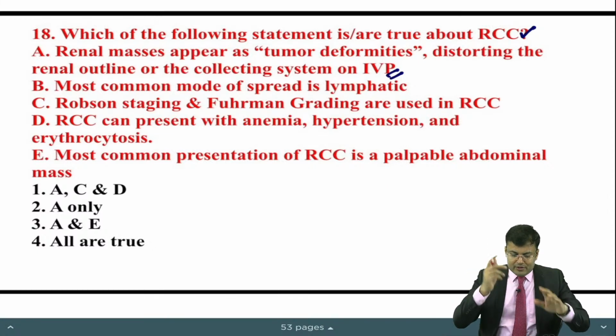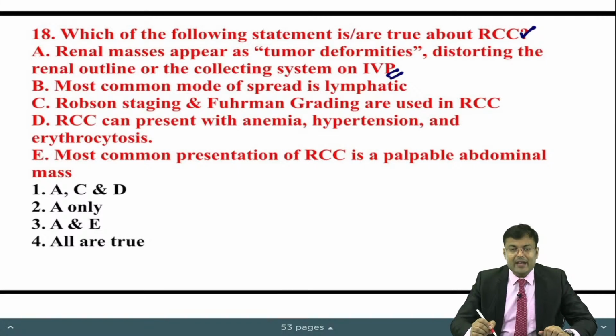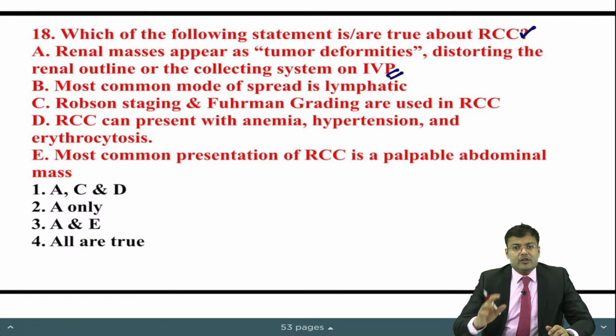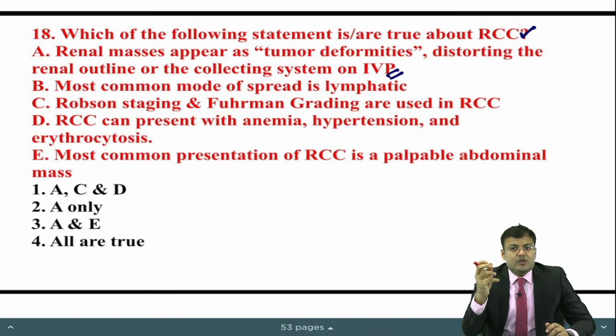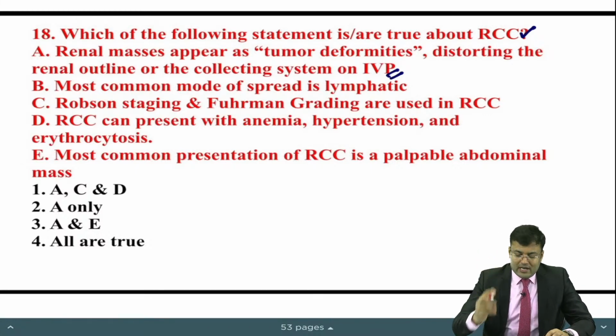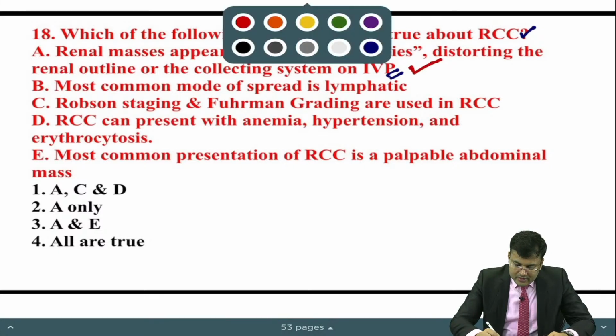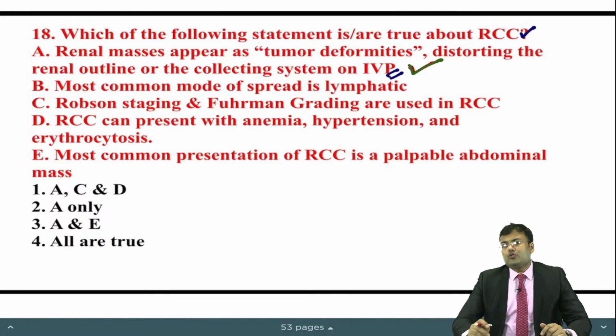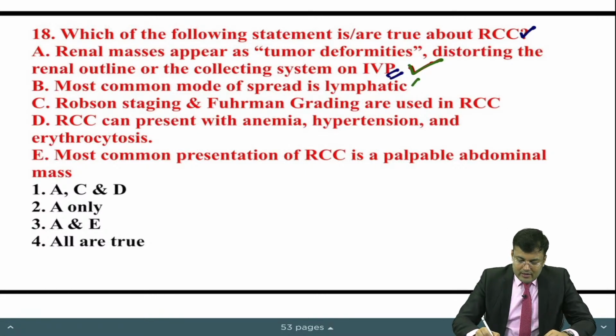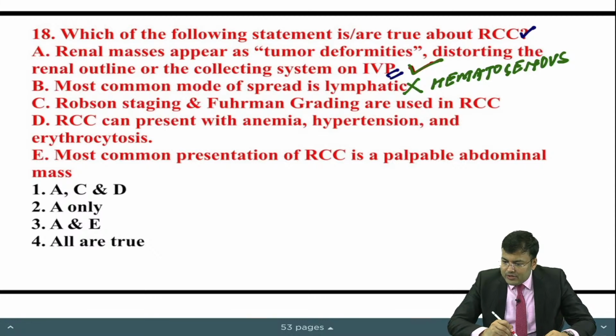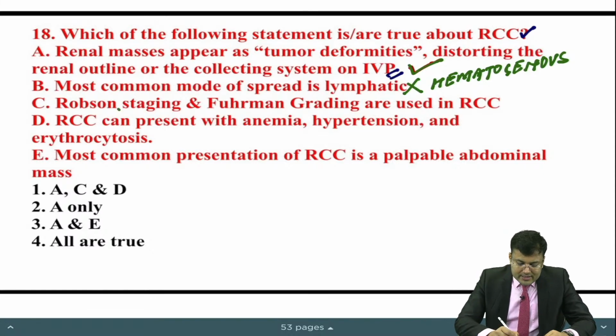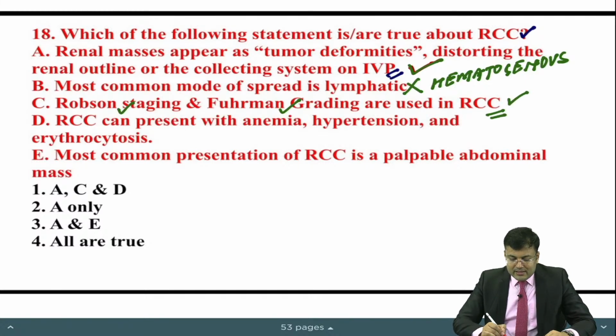Okay, let's discuss one by one. First, you tell me option A, is it correct or incorrect? It's correct. So, if there is renal mass, obviously it appears as a tumor deformity distorting the renal outline. So, this option is correct. What is the most common route of spread in RCC? It is not lymphatic, it is hematogenous. Clear? Robson staging and Fuhrman grading are used in RCC. This is correct.